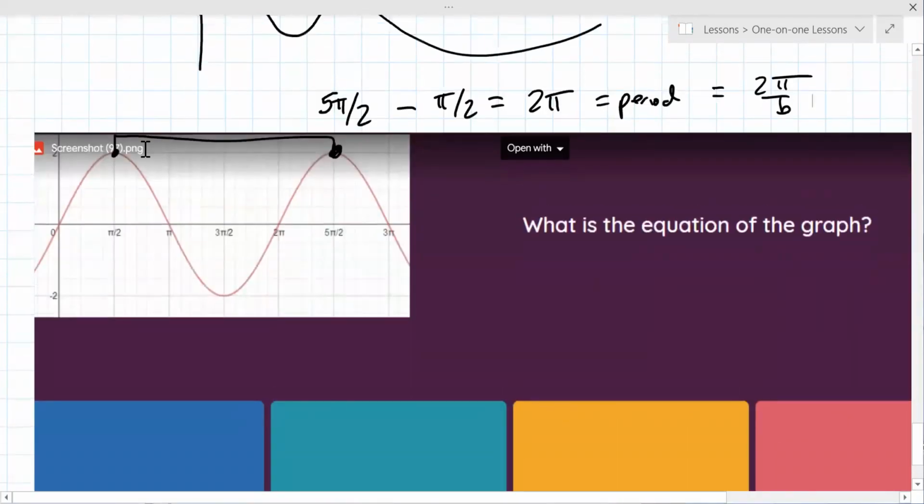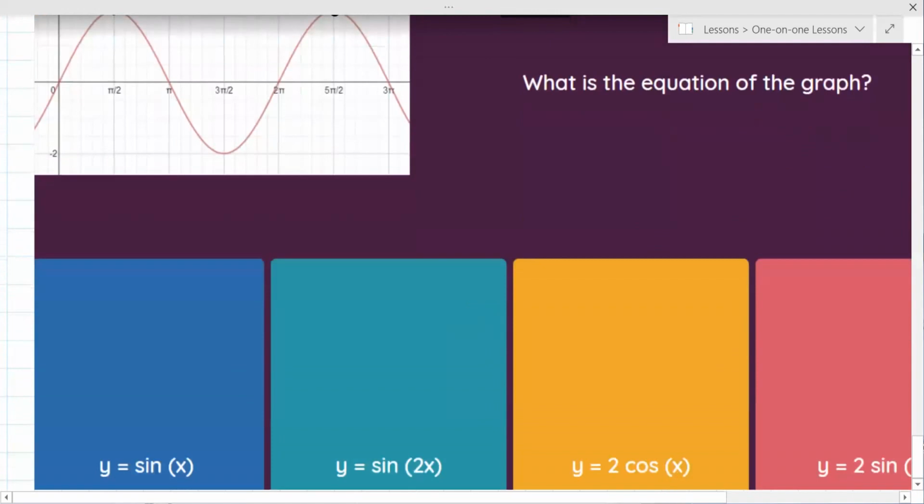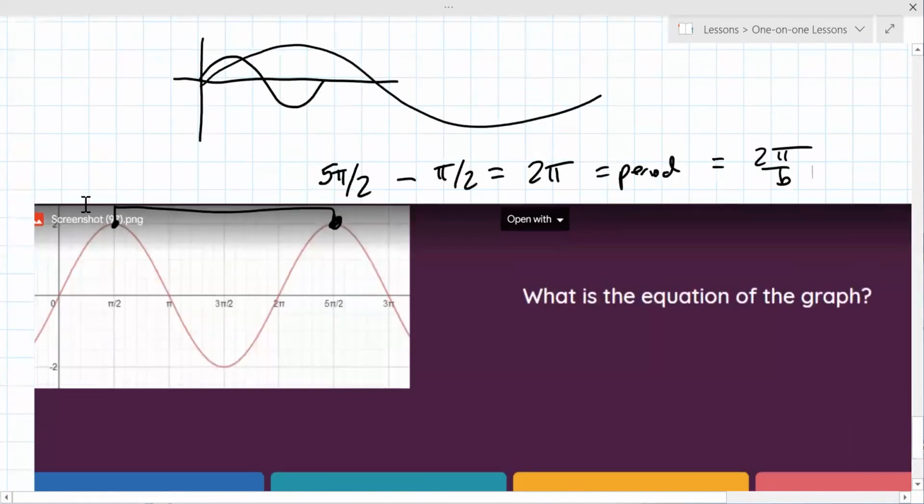Now we consider the amplitude. Well, how high up does the graph go? It goes up 2. So that's why D is correct.